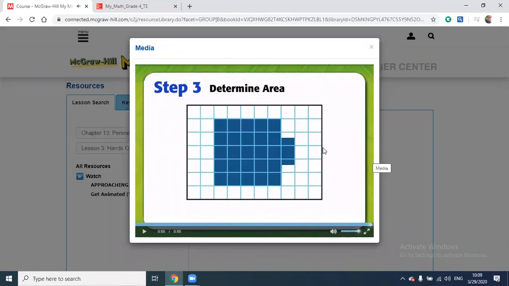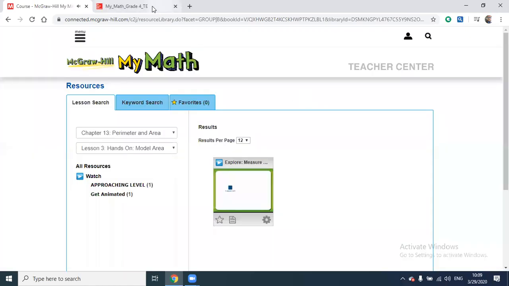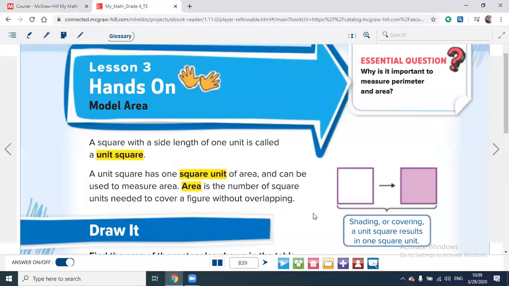As you see, explore, measure, area. To find the area for any shape, you have to count how many square units are inside the shape to cover it, okay?